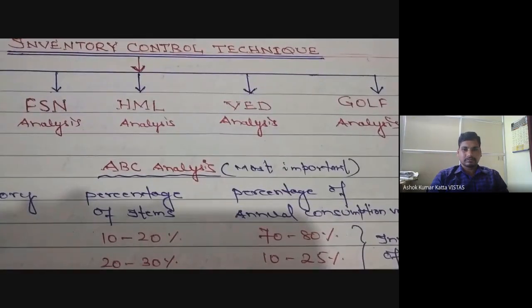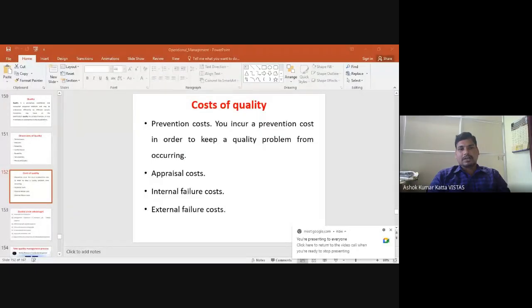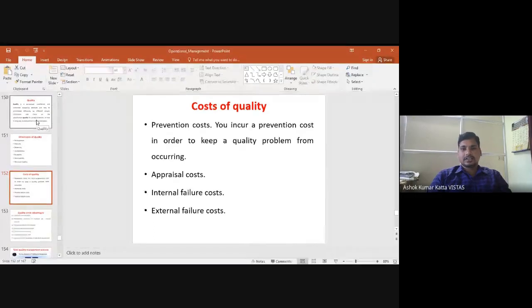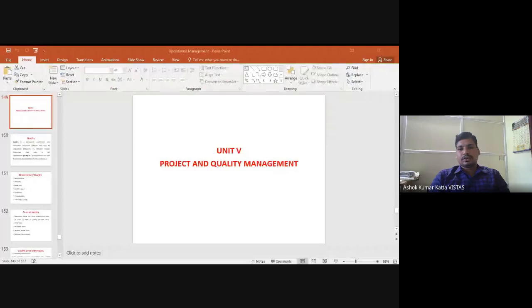So all these five methods are very important techniques for inventory control. We have seen in the video presentation what we discussed in the previous slides, and he explained the same thing with his views. And apart from that, he spoke about two extra important analyses, in the name of HML and the GOLF analysis.